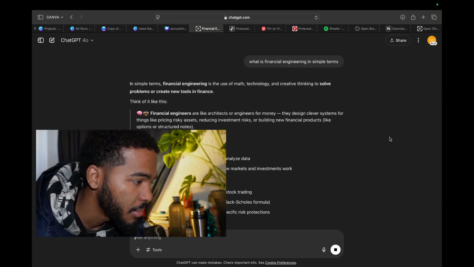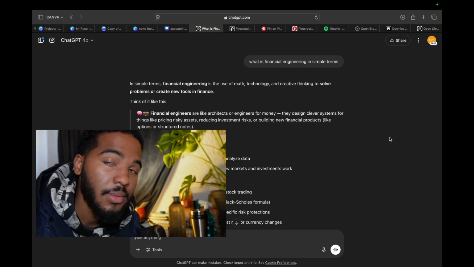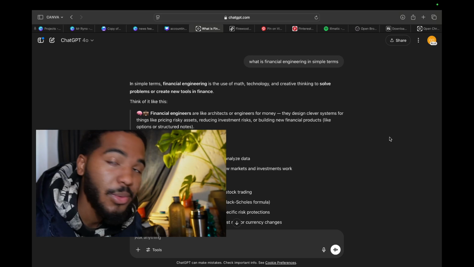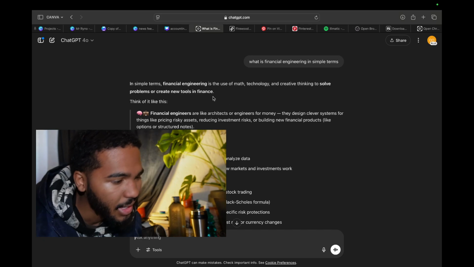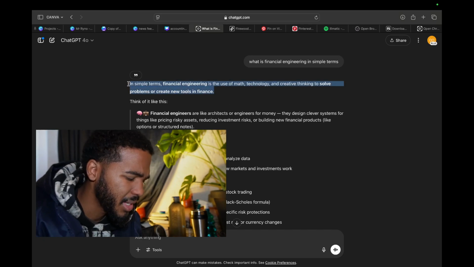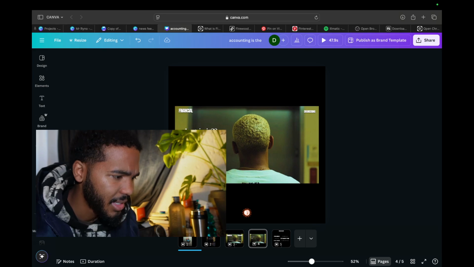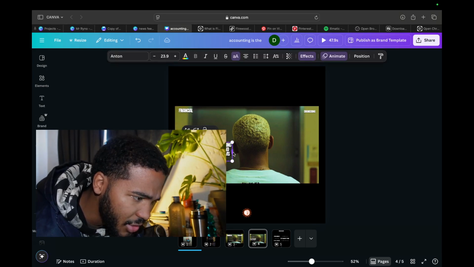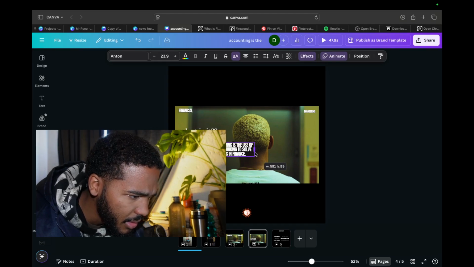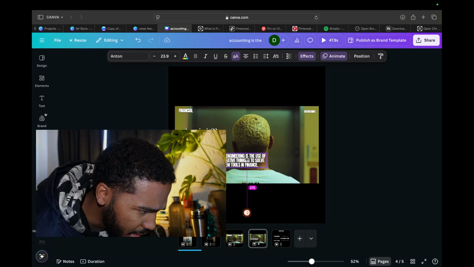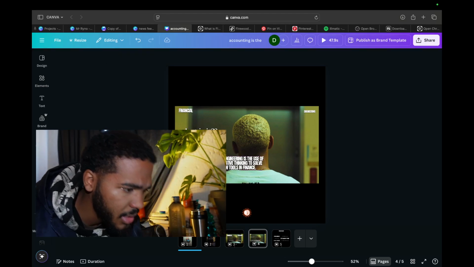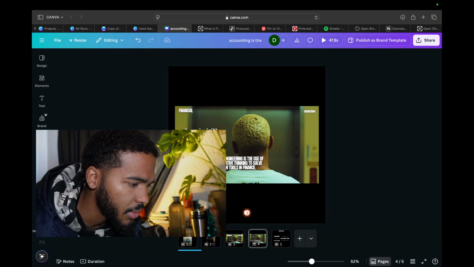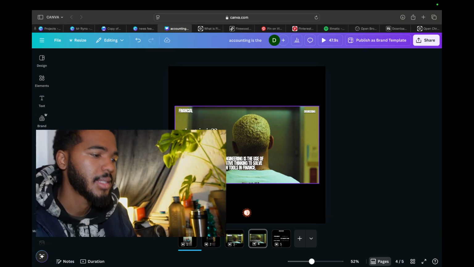Which one can I use? In simple terms, financial engineering is the use of math, technology, and creative thinking to solve problems or to create new tools in finance. I fuck with that. Let's go. Now you go and you do that, and now the viewer is educated. Right? Now you just need to add the design elements. In simple terms, financial engineering is the use of math, technology, and creative thinking to solve problems or create new tools in finance.